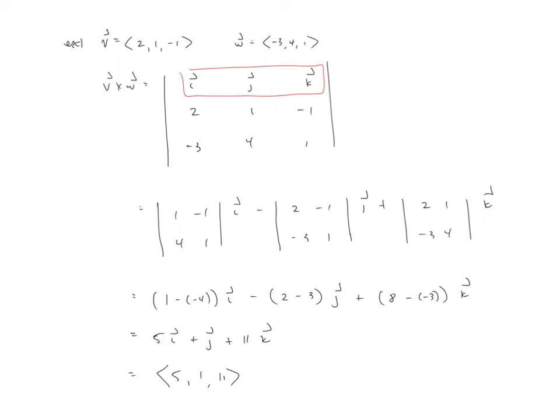Now I don't care how you write it. I don't care if you write it like this or like this, but just to show you where it all came from, there is in fact the ijk vector as the result. Okay, so the result of a cross product is a vector.